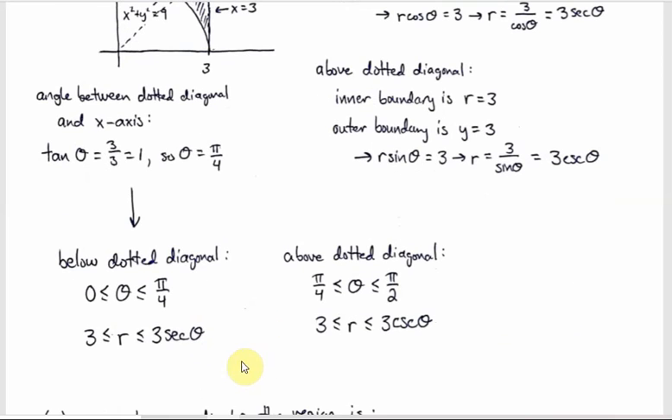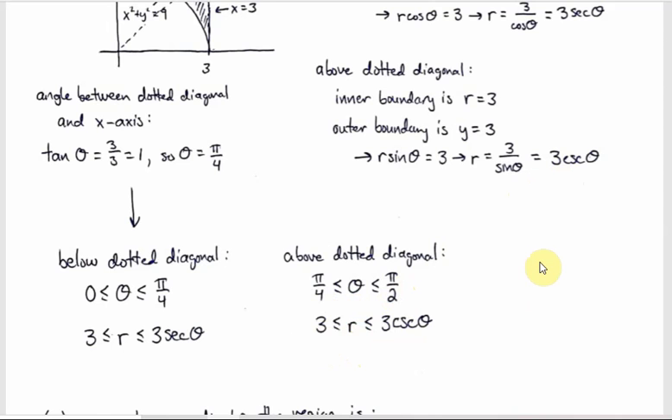Okay, so then here are our limits of integration. So below the dotted diagonal, so that's going from where theta is 0 to where theta is pi over 4, then we've got limits of integration for r of 3 and 3 secant theta. If you go above the dotted diagonal, you're starting at pi over 4, and then you're going up to the positive y-axis, so that's pi over 2. And then the limits of integration for r, 3 and 3 cosecant theta, like they are right up here.